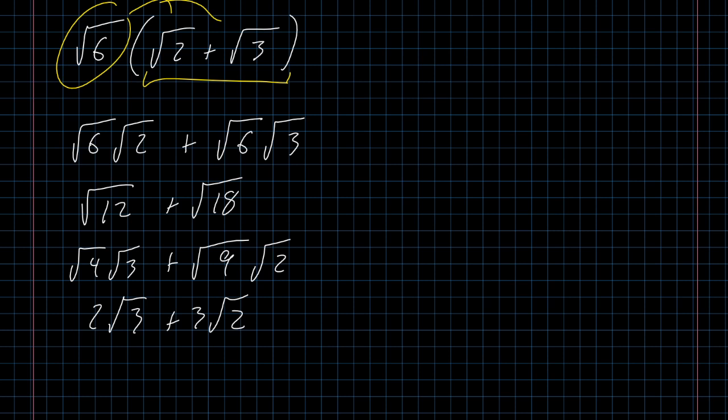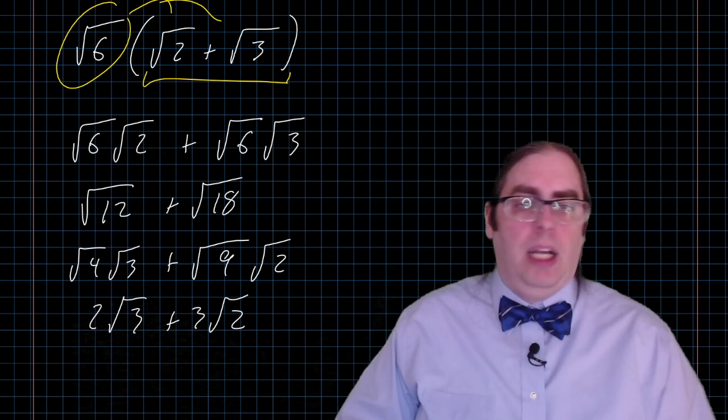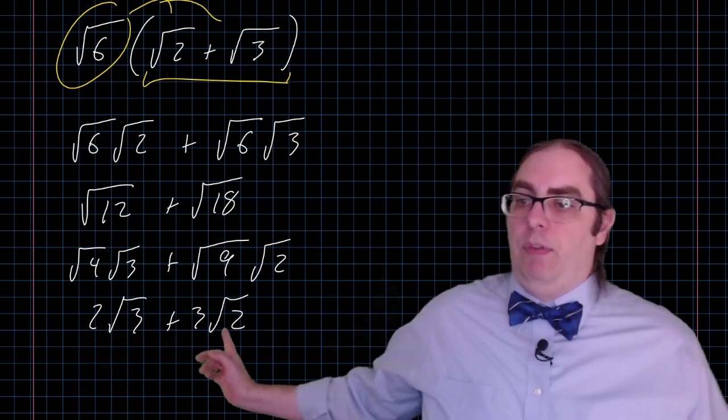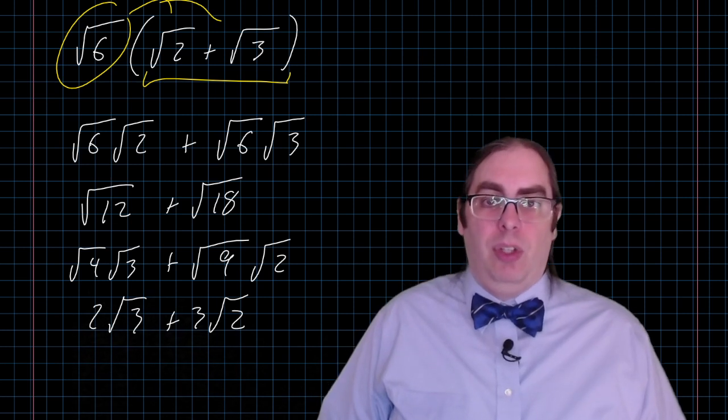And that's just something that can happen, the same way that when you're working with variable expressions, right? If you end up with 3x plus 5y, there's nothing else you can do. If you end up with something times the square root of 3 plus something times the square root of 2, there's nothing else you can do from here.